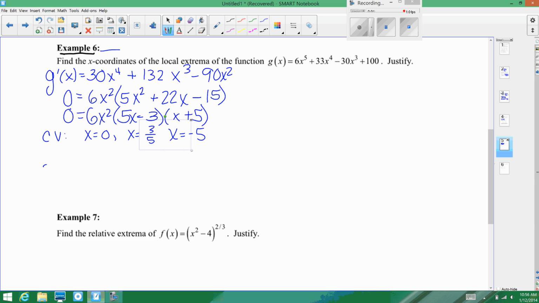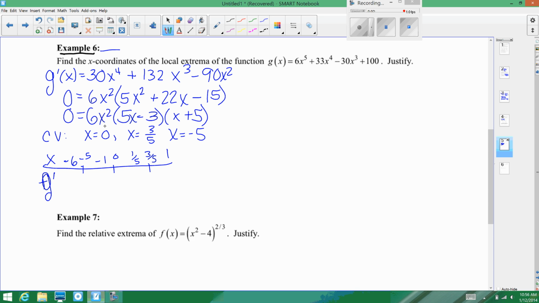So let's put them on our little sign chart. G prime. Alright, so we have -5, 0, and 3/5, and we have to pick numbers in between them. We could go with 1, always an easy one, maybe 1/5, -1, -6, -10, it doesn't really matter. So you pick those x values out. If we plug them into our factored form, it's a little bit easier.